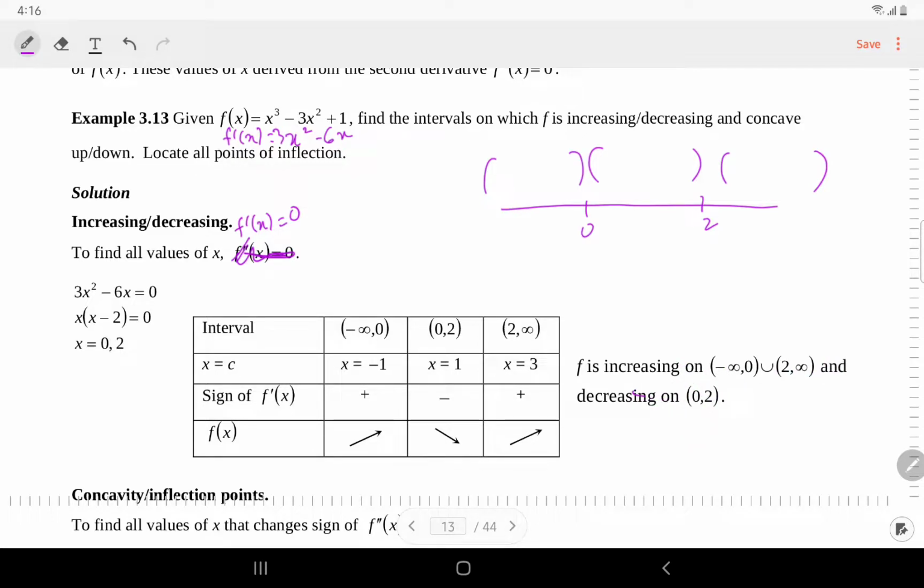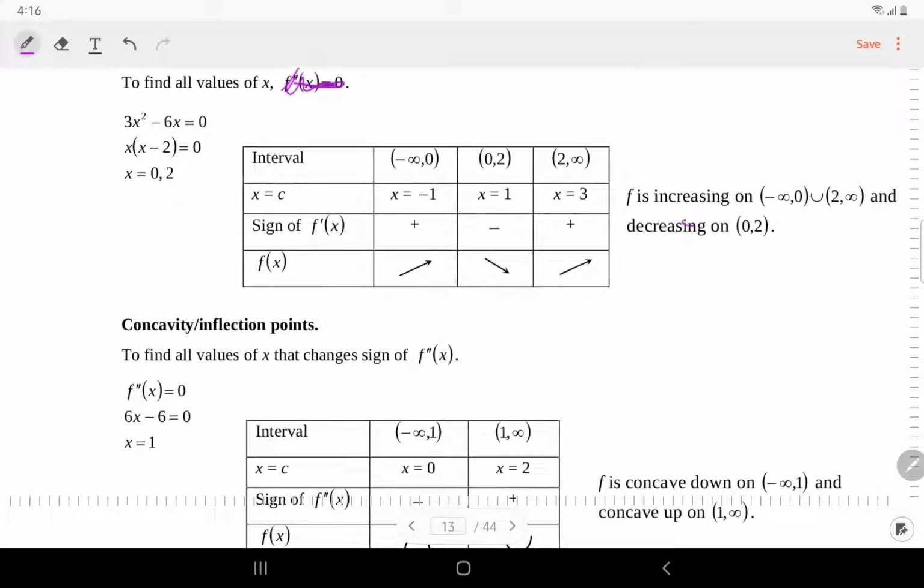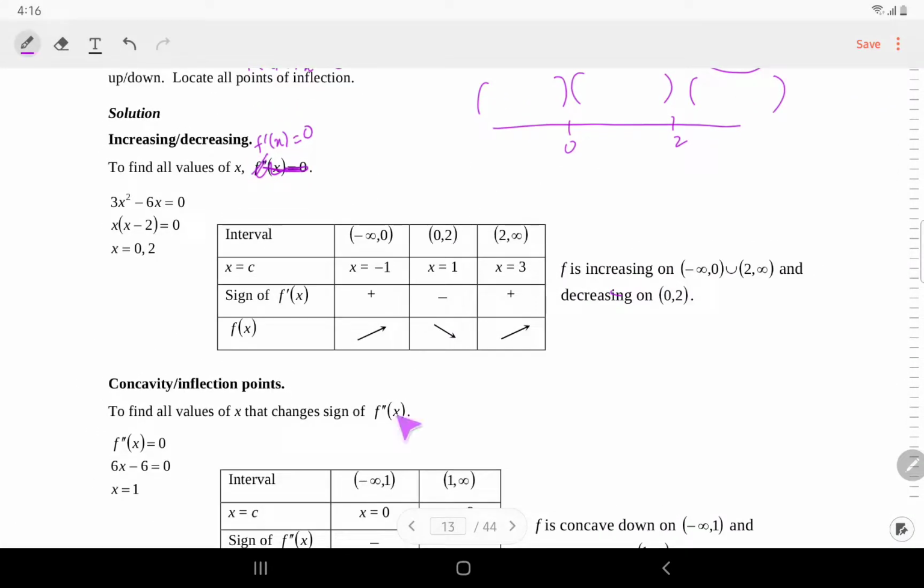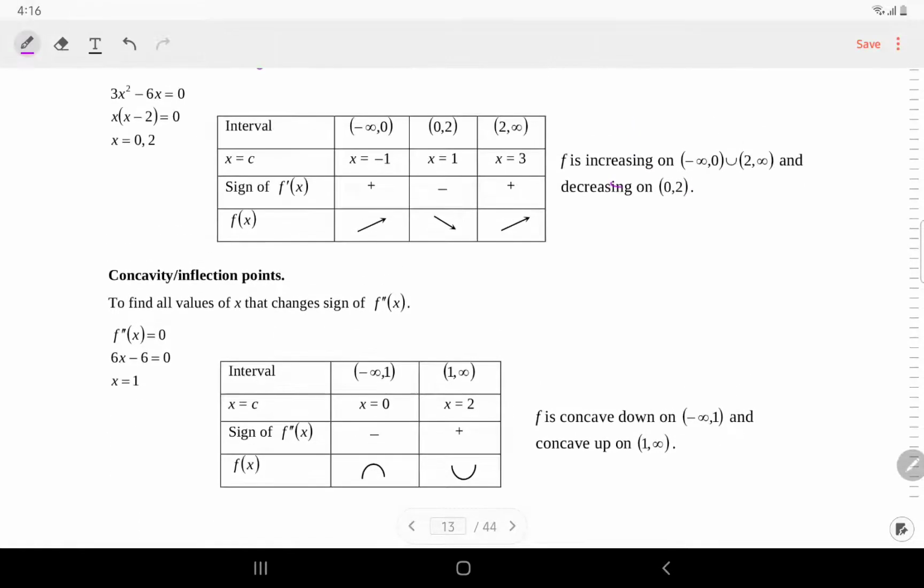Okay, untuk cari concavity pula, sama ada kita nak tahu dia concave up, concave down, kita kena setkan f double prime x equal dengan 0. So, yang tadi f prime yang ni, maksudnya kita kena differentiate lagi sekali. 3x kuasa 2 tolak 6x differentiate jadi 6x tolak 6. So, 6x tolak 6 ni kita kena equalkan dengan 0. And then, solve for the value of x, will get x equal 1.